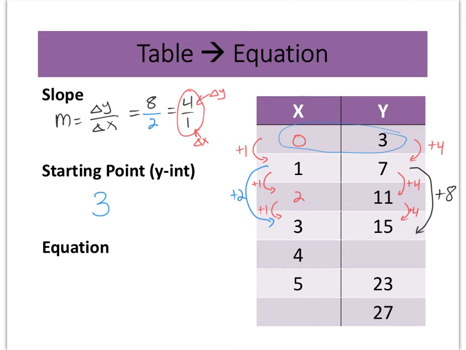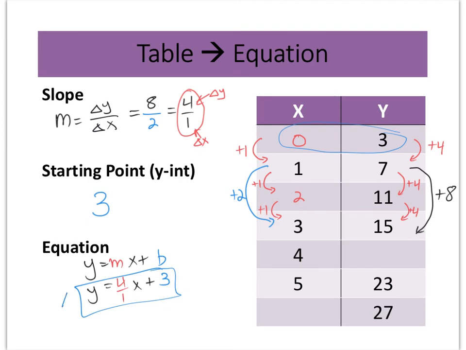Remember your template, y equals mx plus b, where the m is your slope. So the m, I'm going to replace with the 4 over 1, or I guess you could just say 4x plus b. The b is 3. So this is my equation, and I could substitute values.